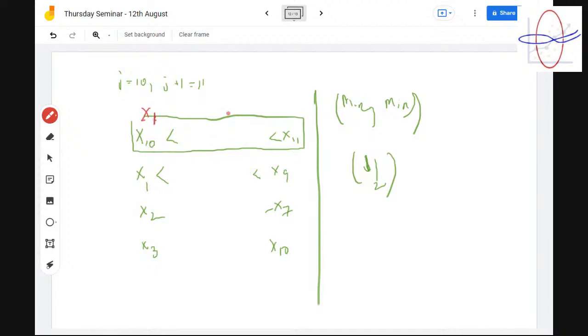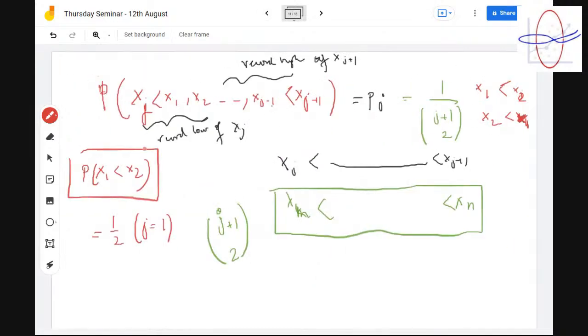So x1 and x2 is not the same as x2 and x1. So it will be j plus 1 P2. Perfect, P2. So therefore it's 1 by j plus 1 P2.